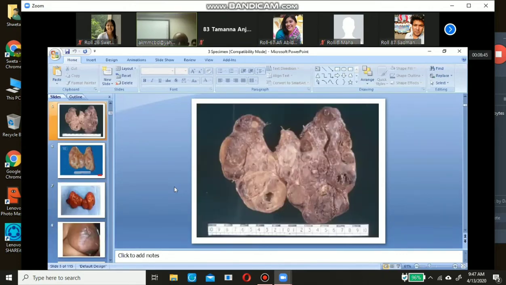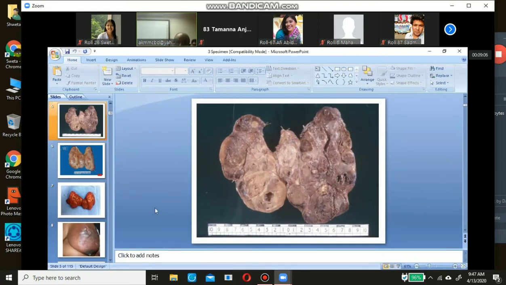The same thing. Okay, it's clear to everyone that there is multinodular goiter. Yes sir. And the colloid, etc.